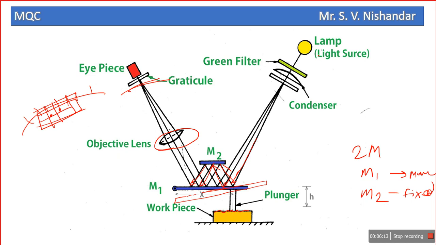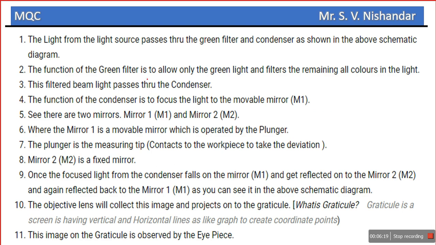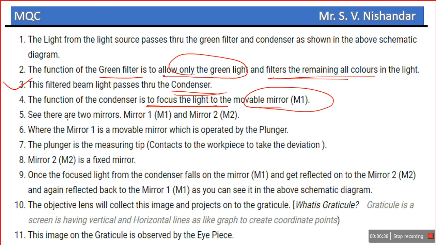The light source emits light, which passes via the green filter. What is the role of the green filter? The function of the green filter is to allow only green light and filter out all the remaining colors. This filtered light passes through the condenser. What is the function of the condenser here? It is to focus the light on the movable mirror M1, which is carried along with the plunger.